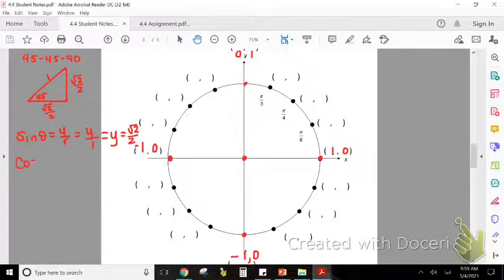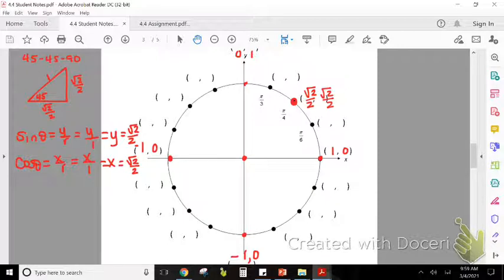Now cosine, remember we said, is x over r. On the unit circle, r is 1. So it's x over 1, which is just x. Which means cosine of our angle is equal to the x value of its ordered pair, which is, in this case, the square root of 2 over 2. So we know at 45 degrees right here that it's going to have the ordered pair of square root of 2 over 2, square root of 2 over 2.